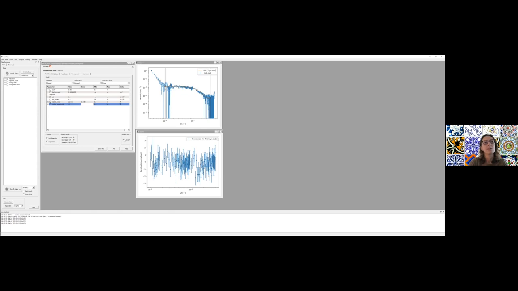Now the chi-square has dropped significantly, so I trust this much better, and I can also visually see that it fits the data much better. We don't need to click the box. Sorry? We don't need to click the box if we want to fit this one radius of the last one.